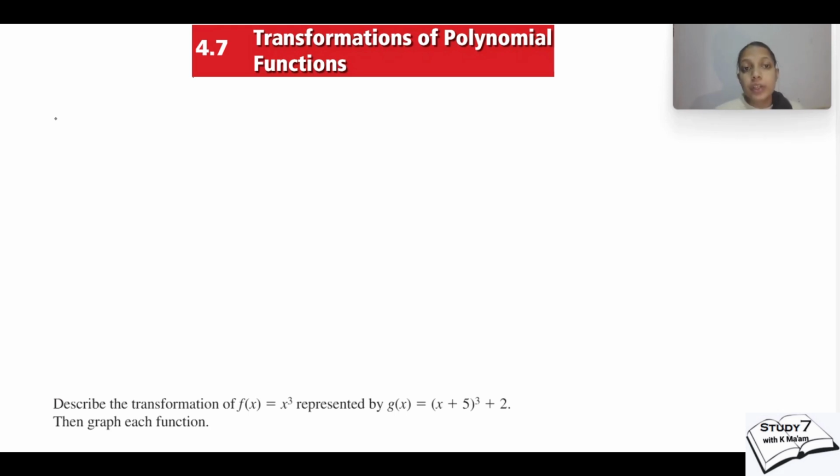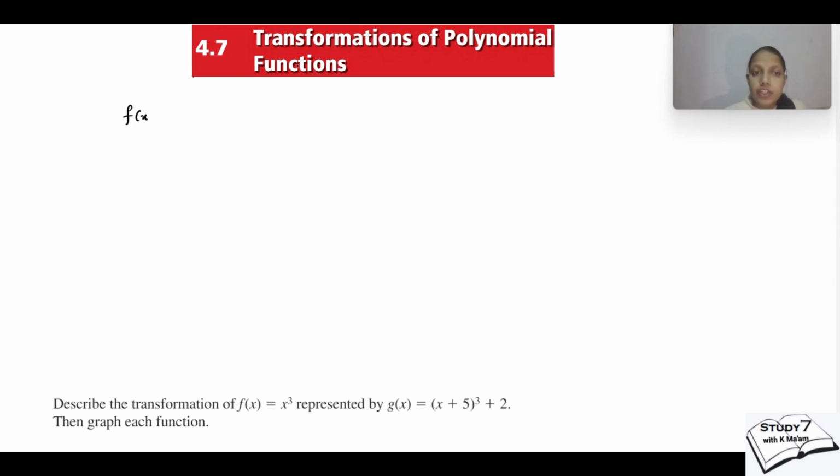Hello everyone, today we will start 4.7. 4.7 is transformation of polynomial function. So what types of transformation do we have? First is shifts. It may be called translation.